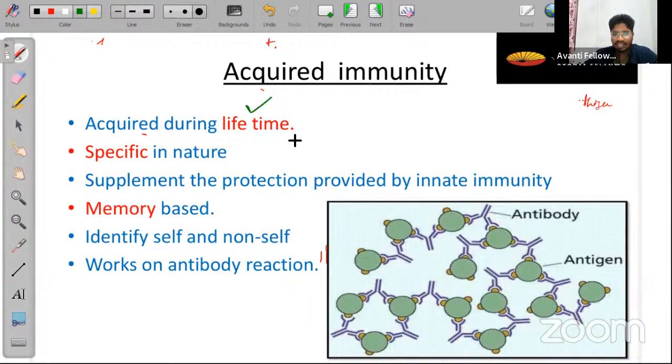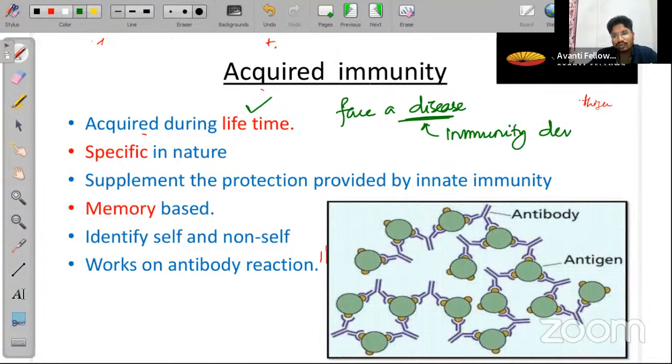We earn it during our lifetime. Okay, in our lifetime, whenever we are facing a disease, at that time we will acquire immunity against that particular disease. Suppose you face a disease or you are suffering from a disease, right? Whichever immunity develops from that, that is acquired immunity. After facing a disease, whatever immunity develops, that will be called our acquired immunity.